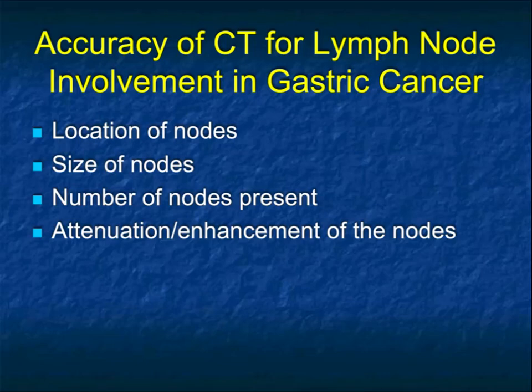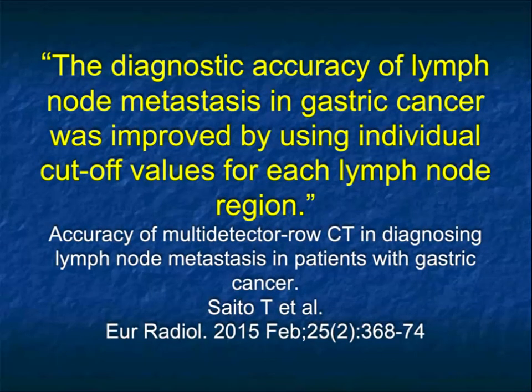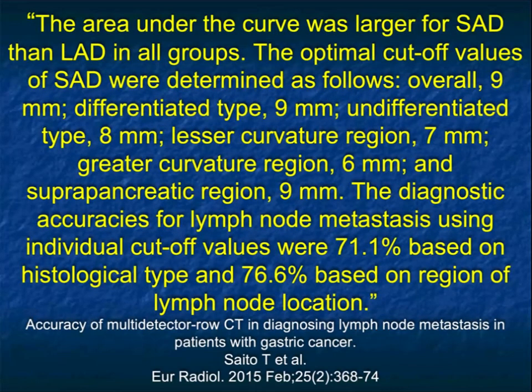Now, one of the challenges with gastric cancer is the fact the nodes can be small and positive. We typically like to say a node over 15 millimeters is positive, but with gastric cancer, you need to be looking at nodes well under a centimeter. You also look at the location of nodes, the number of nodes, and their attenuation. This article by Sato speaks about looking at different size criteria for different nodes in specific areas, and you can see how it broke it down to many different areas.